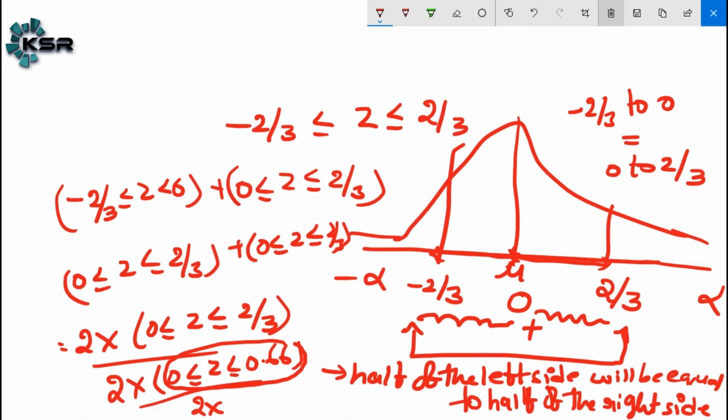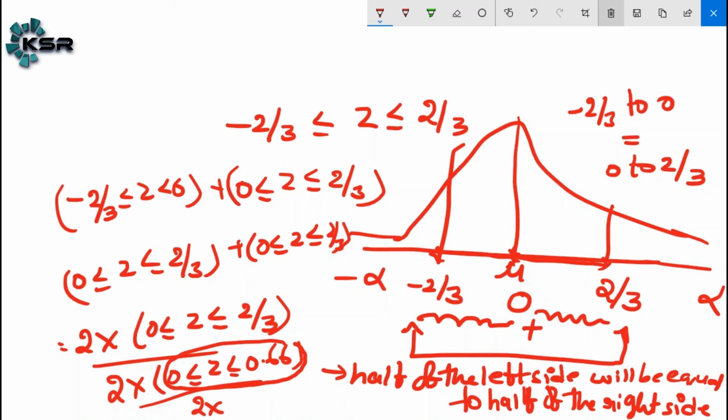So in our case, the minimum value is 40, so 40 is less than or equal to z, less than or equal to 60. As per the formula, 40 minus 50 divided by 15 is less than or equal to z, less than or equal to the maximum value 60, minus mean 50, divided by sigma 15. So we get minus 2 by 3 less than or equal to z less than or equal to 2 by 3.